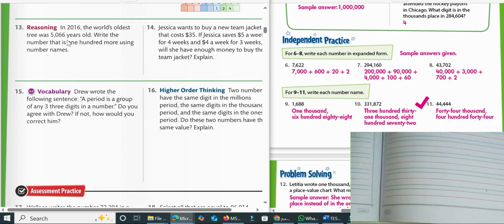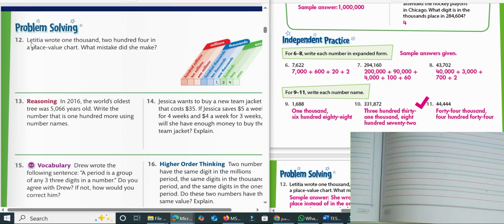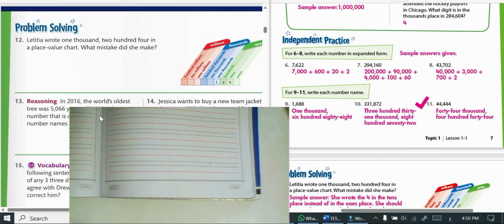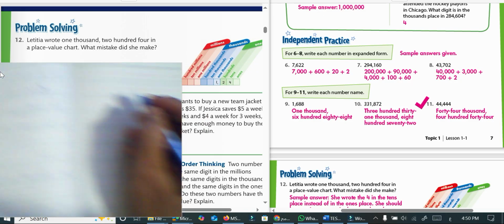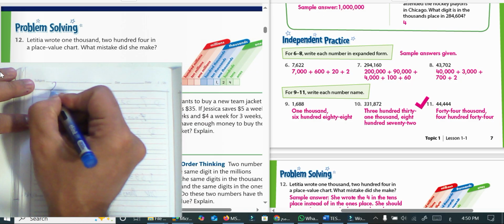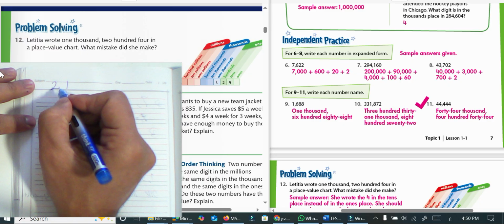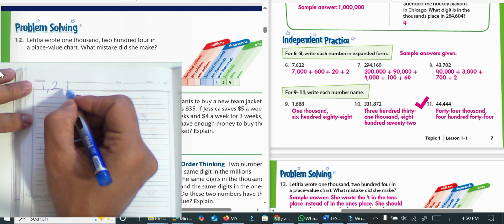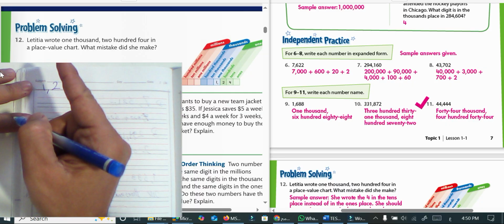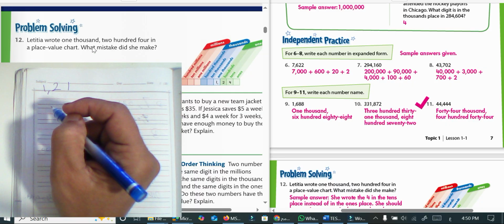Question number 12. Lita wrote 1,204 in a place value chart. What mistake did she make? Look at this number. We must write this number 204. Write with me: 204. Again, 1,000. Look at here.